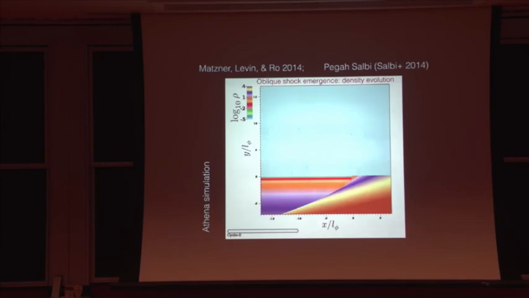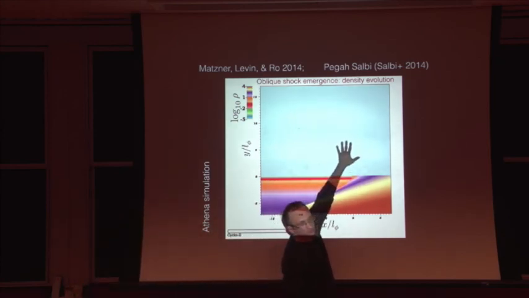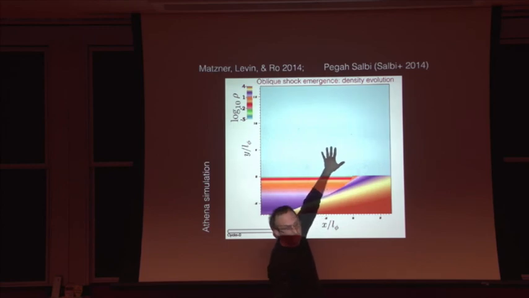Because we've zoomed in enough, we don't see the curvature of the star. In fact, yes, this region is shocked. This region is initially vacuum. It will not be in a moment.